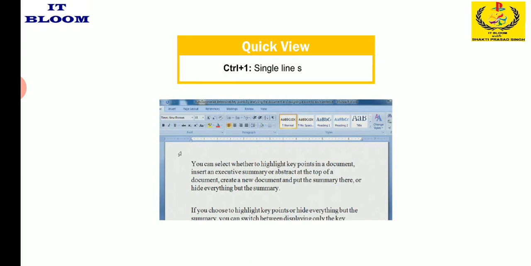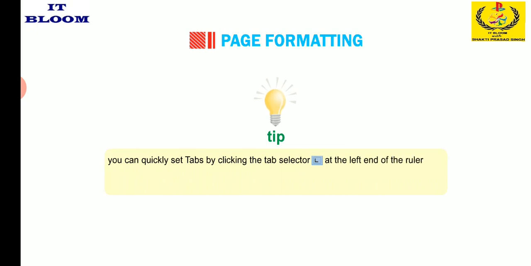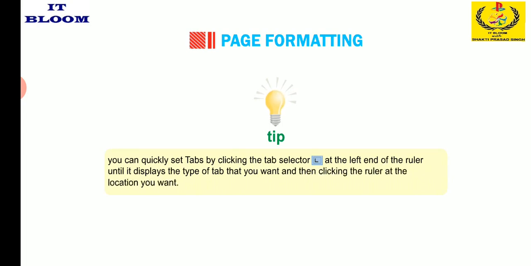Ctrl+1 single line spacing. Ctrl+2 double line spacing. Ctrl+5 1.5 line spacing. These shortcuts will not work from the numeric keypad. Let me share another tip. Students, note that you can quickly set tabs by clicking the tab selector at the left end of the ruler until it displays the type of tab that you want, and then clicking the ruler at the location you want.